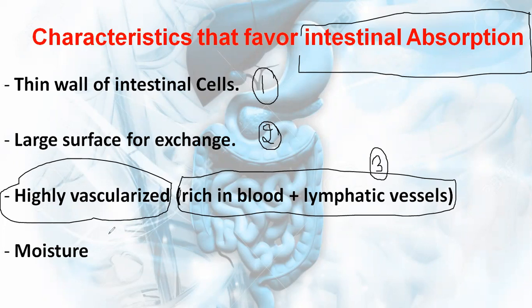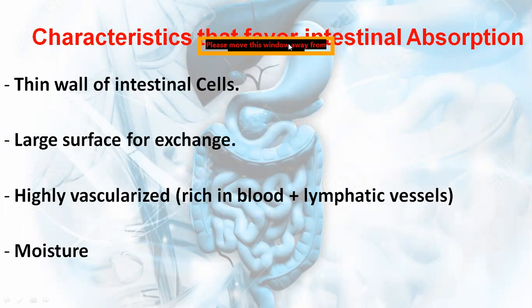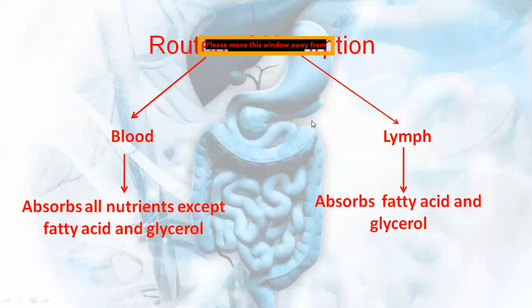Number four, the fourth property is the moisture. This will allow the intestine to be a good place and favors, meaning that it facilitates intestinal absorption. So these are important characteristics. You have to study them, as they facilitate the process of intestinal absorption at the level of the small intestine.